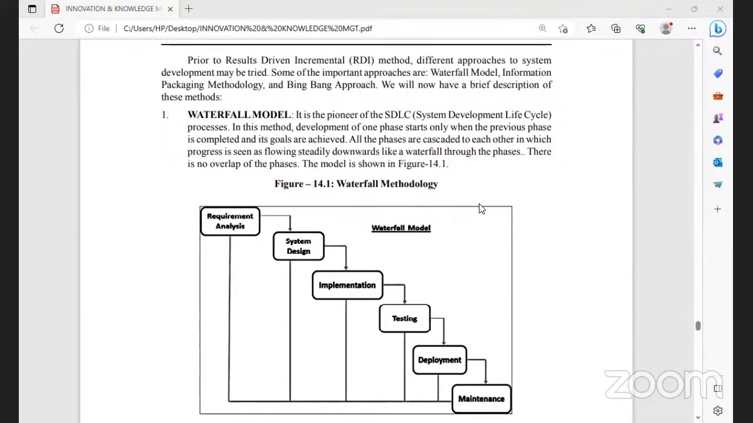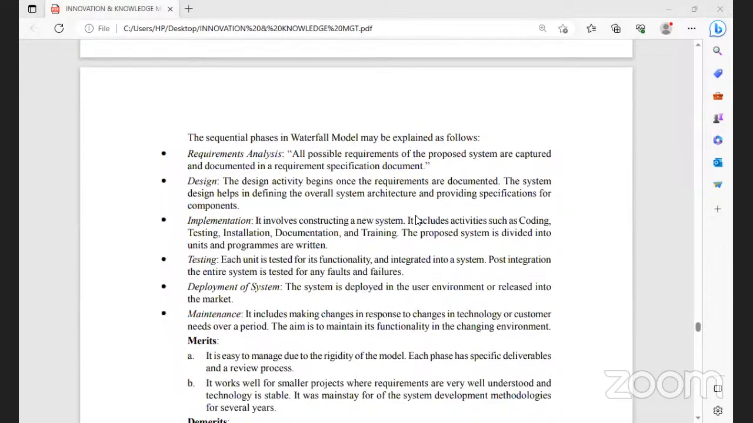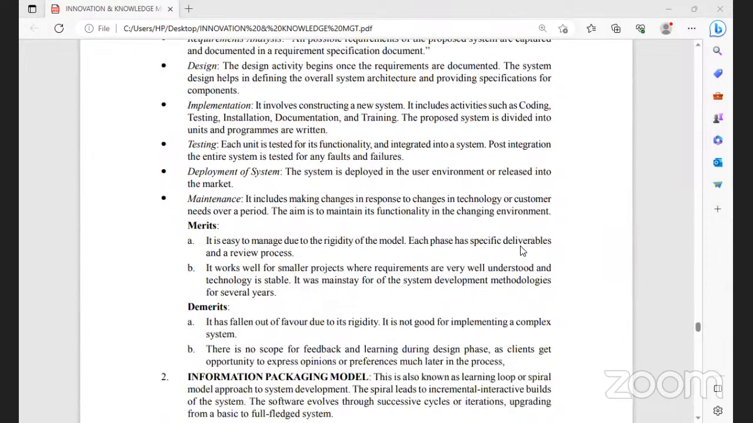It means that only after completion of a whole phase will the new phase start in this waterfall model, and goals are automatically achieved with the success environment. Next, requirement analysis, design, implementation, testing, and deployment of the system, with proper maintenance, will be taken into consideration. It has some merits and demerits. Merits are that it is easy to manage due to the rigidity of the model and it works well for smaller projects.